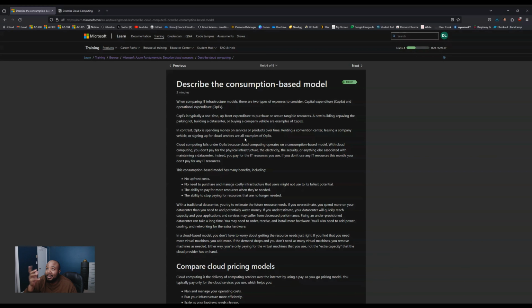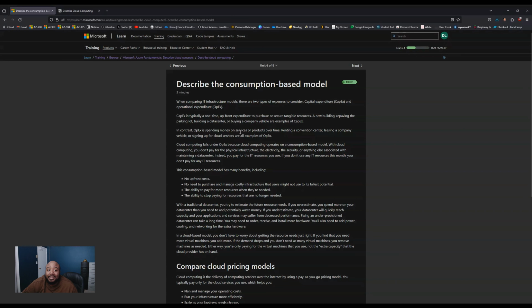Now, the thing about CapEx is that you do own everything, but for you to scale up, you have to buy more. And if your company isn't doing as well and you have to scale back down, you've wasted money on the resources that you paid for. While OPEX are the operational costs, like monthly subscription prices. So cloud service is usually considered an operational expense. So explain it here.